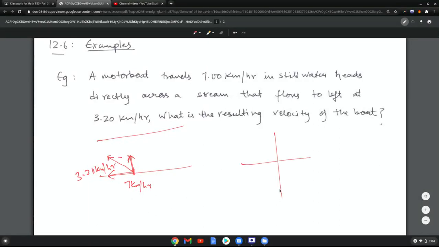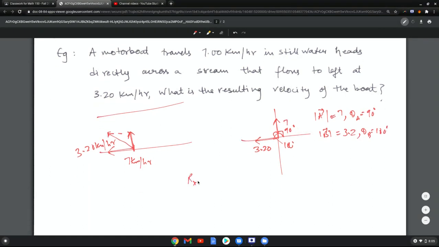So let's change this into an axis. We have a vector that's 7 and it's going along the y-axis, and we have a vector here which is 3.20. Now what's the angle of this vector? That's 90 degrees, and this is 180 degrees. So what we have is a vector A whose magnitude is 7 and whose direction is 90, and a vector B whose magnitude is 3.2 and whose direction is 180.